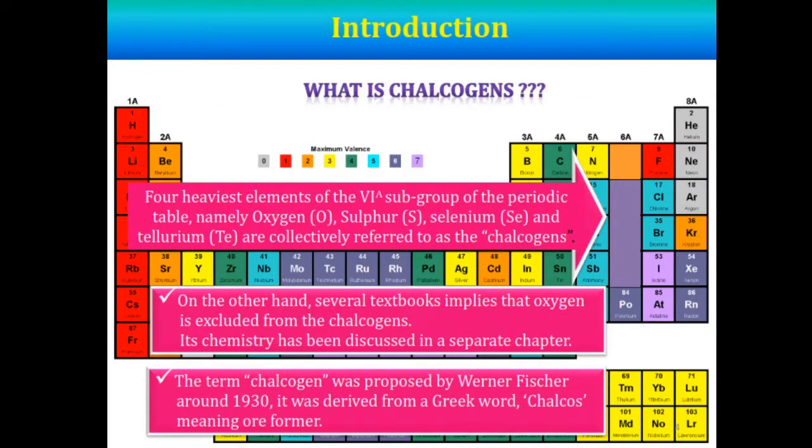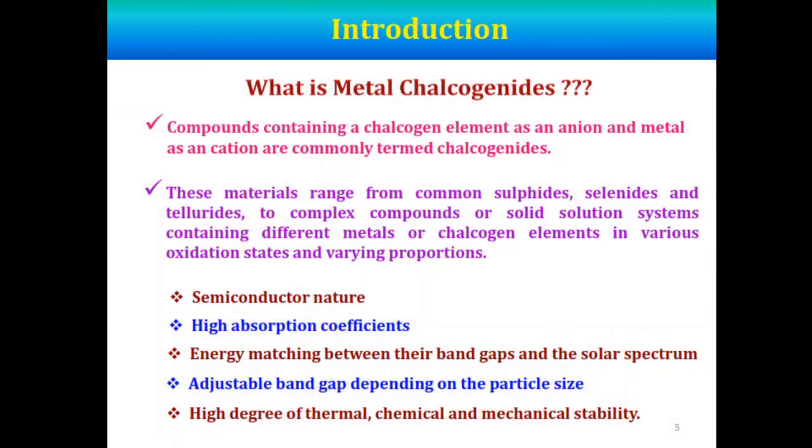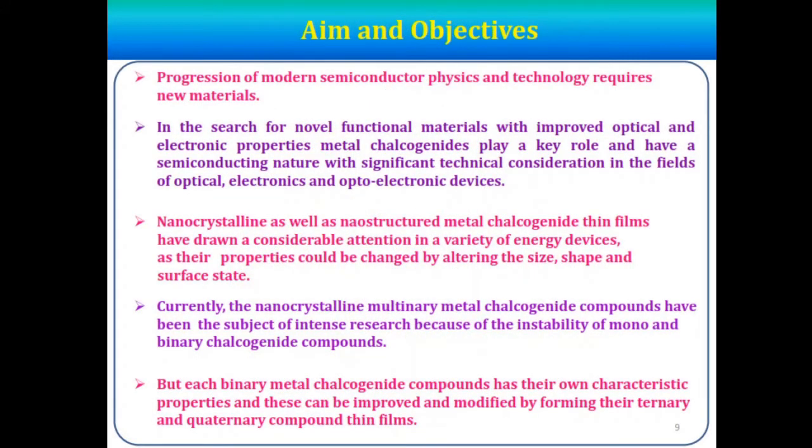The four heaviest elements of the sixth subgroup of the periodic table, namely oxygen, sulfur, selenium, and tellurium, are collectively referred to as the chalcogenes. What is metal chalcogenides? Compounds containing a chalcogen element as an anion and metal as a cation are commonly termed chalcogenides. These are the several applications of metal chalcogenides. These are the aims and objectives of today's discussion.